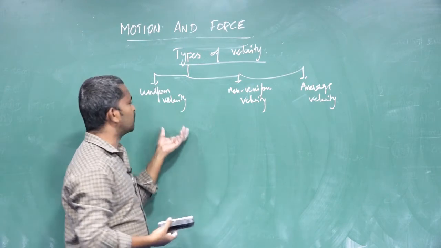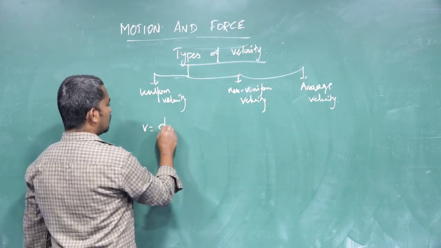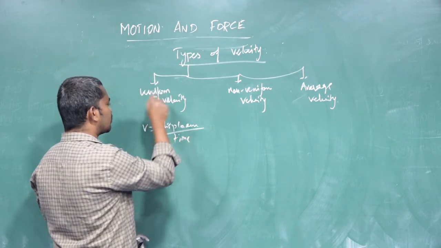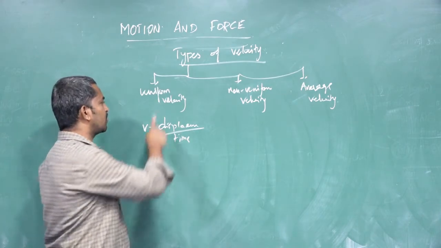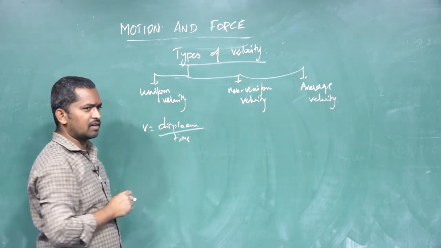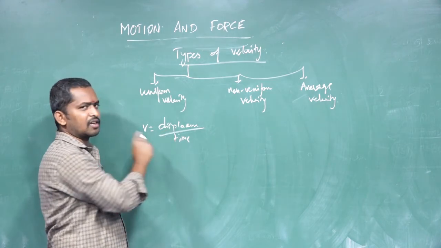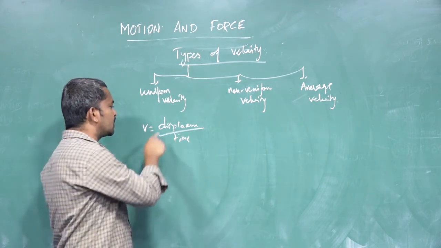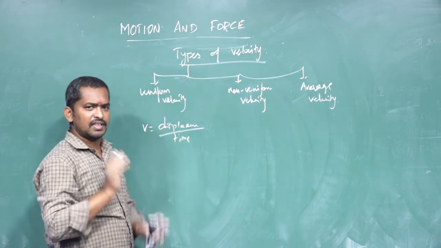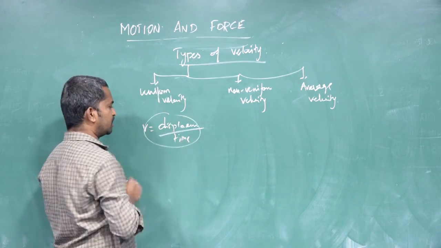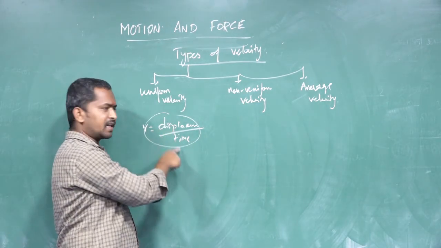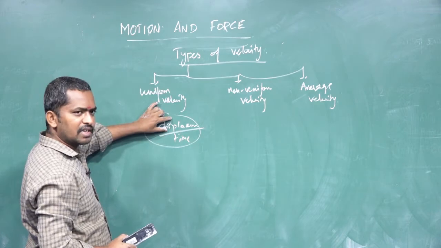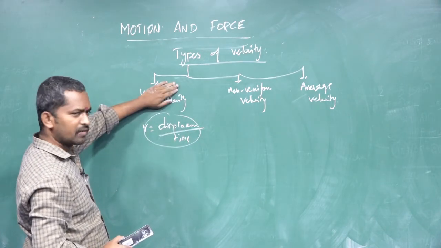So what do you mean by uniform velocity? Velocity is equal to displacement divided by time. When the velocity is uniform, it means the object covers equal displacement in equal intervals of time. Speed means equal distance in equal intervals of time. Here it is equal displacement in equal intervals of time. That is one main difference. The remaining are the same. Uniform velocity is nothing but the object covering equal displacement in equal intervals of time.